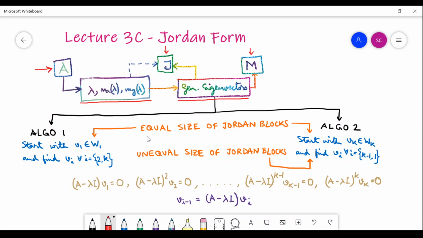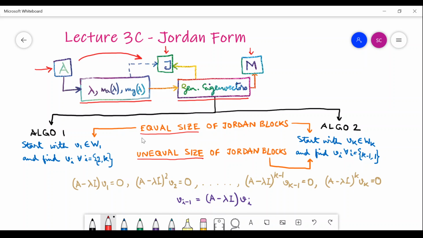However, as I have written here, this algo 2 works for all types of transformations, from A to J. What do I mean by all types of transformations? When you are doing this transformation, for a particular eigenvalue which is repeated, either there will be equal size Jordan blocks, or there will be unequal size Jordan blocks. These two possibilities are there.